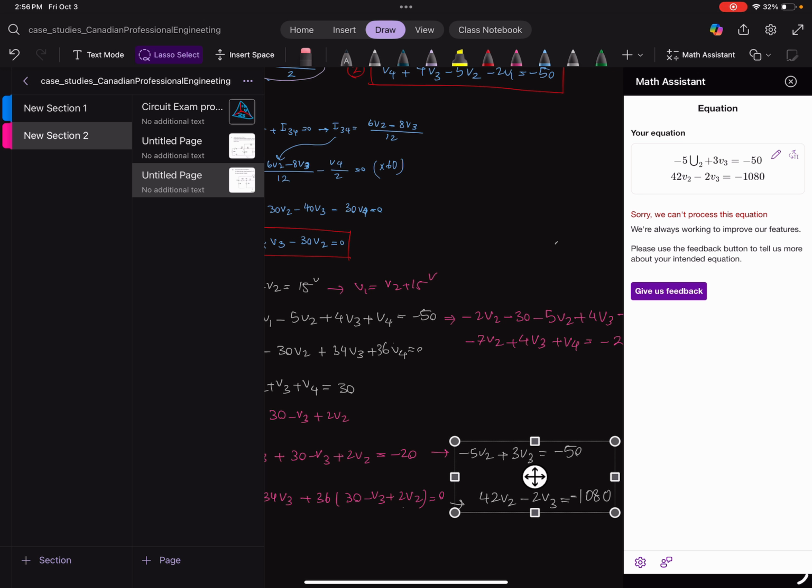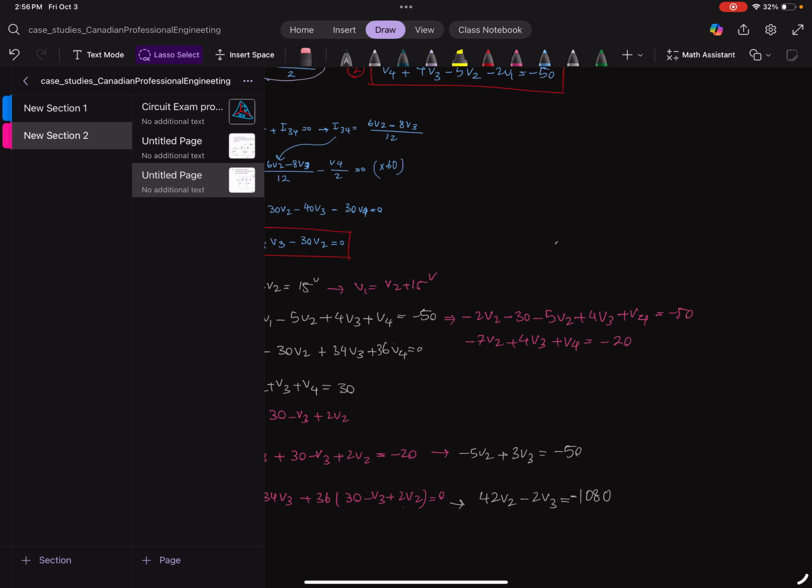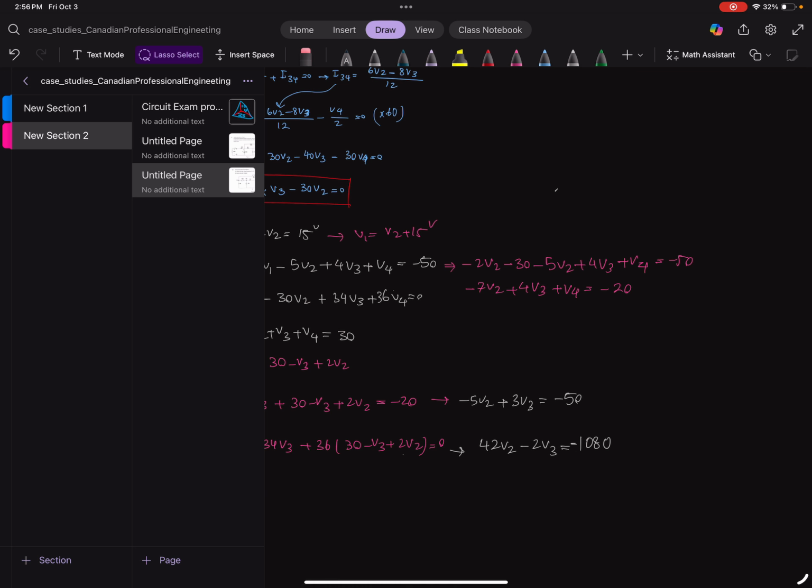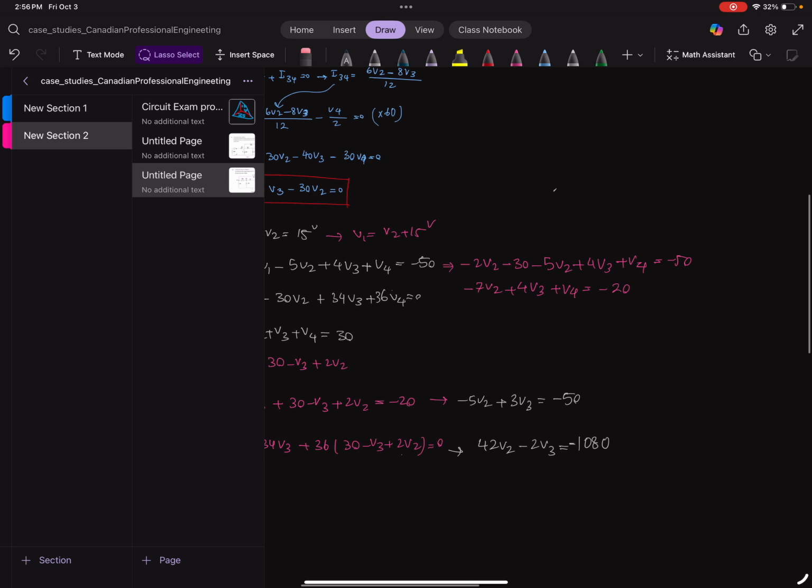And did it detect it correctly? Yes. It apparently can't process it. That's bad. Okay, it leaves it to us. Okay, almost there.